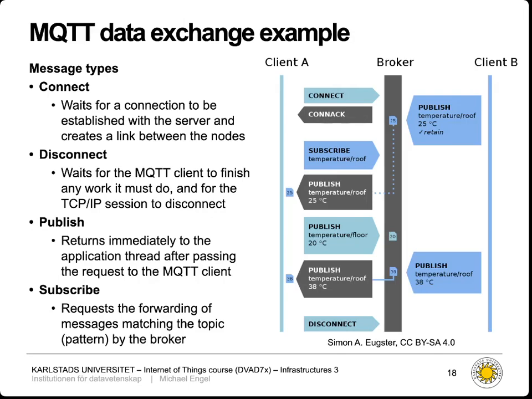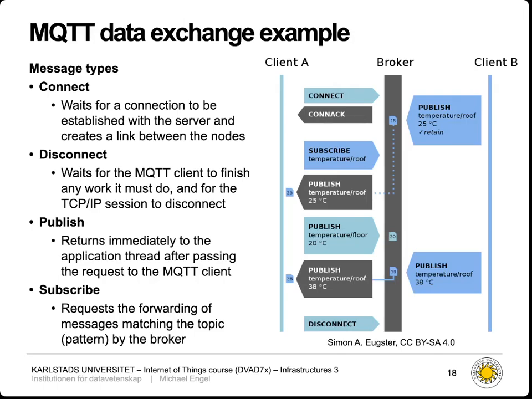Then we see on the right-hand side, before the subscription, client B has already published a message on temperature/roof with the information that it's 25 degrees centigrade and a flag that says retain. So even though the subscription request comes after the publish request, this message was retained at the broker. It will still be available even though the subscription came after the publication of that topic. So this message is immediately sent to client A after its subscription request because it was marked as retained.